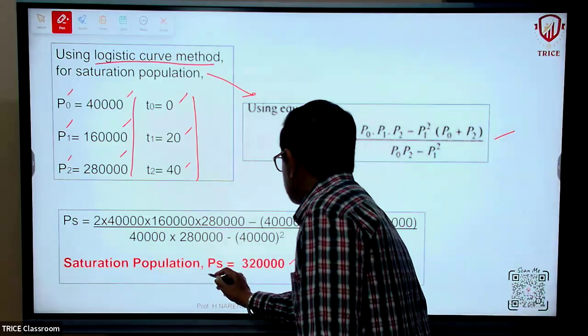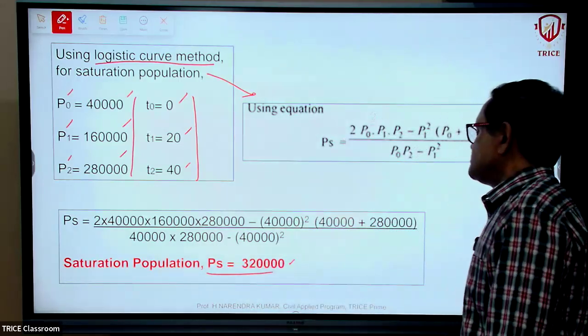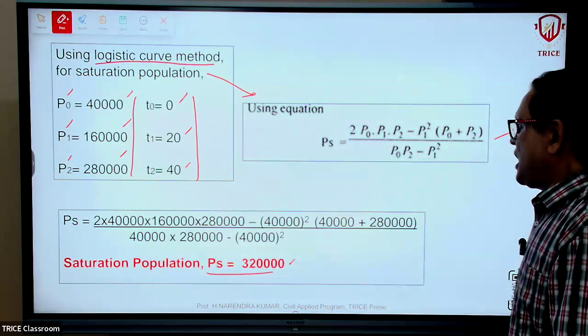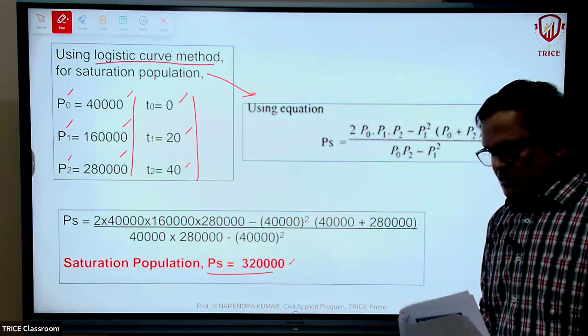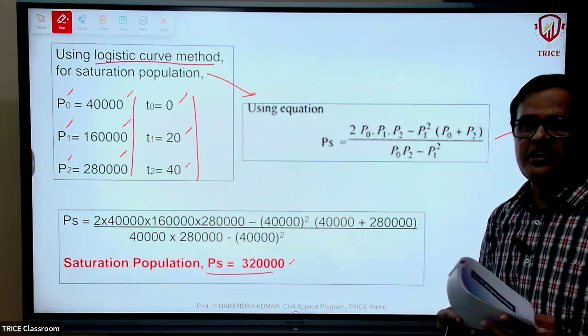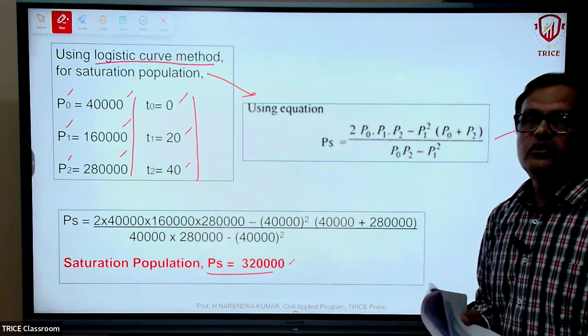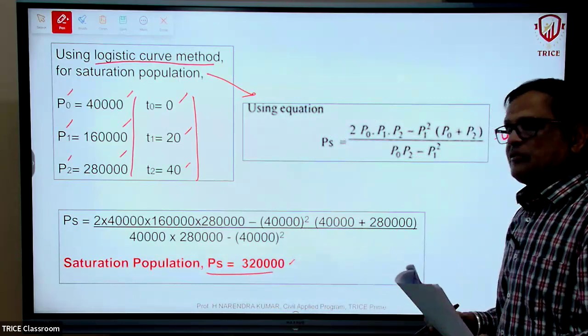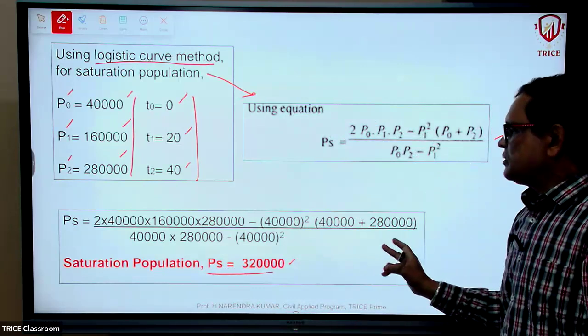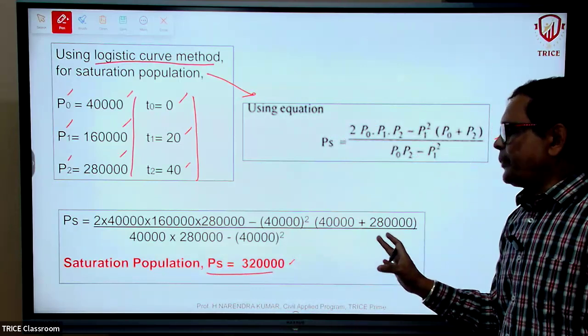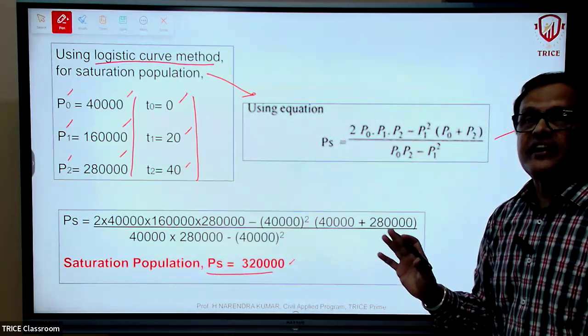So the Ps value is 3,20,000, the saturation population. I myself checked the answer 3 times. You can ask me, sir, so much time is not available. Yes, you are right. This kind of problem requires more time, because we need to substitute and also calculate in a proper way to get the right answer.